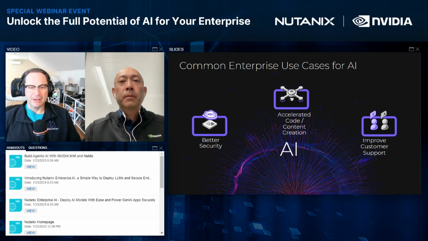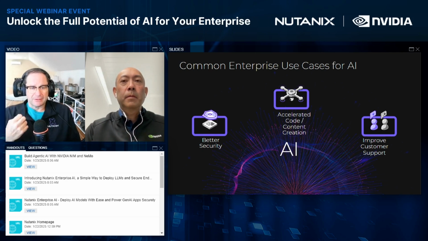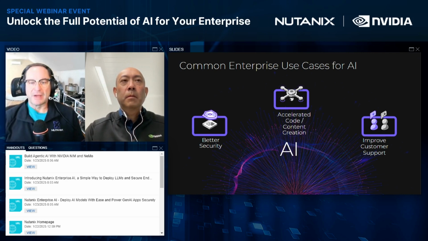Yeah, I agree. And the ones that I get excited about the most, actually, we're going to talk about in this session here. We're going to talk about how Nutanix is actually using Gen AI or enterprise AI internally. And one of those is going to be the customer support bucket. So that's a no-brainer. Let's make our customers happy and get them the right answers as fast as we can. Another one that excites me, though, is the accelerated code and content creation.